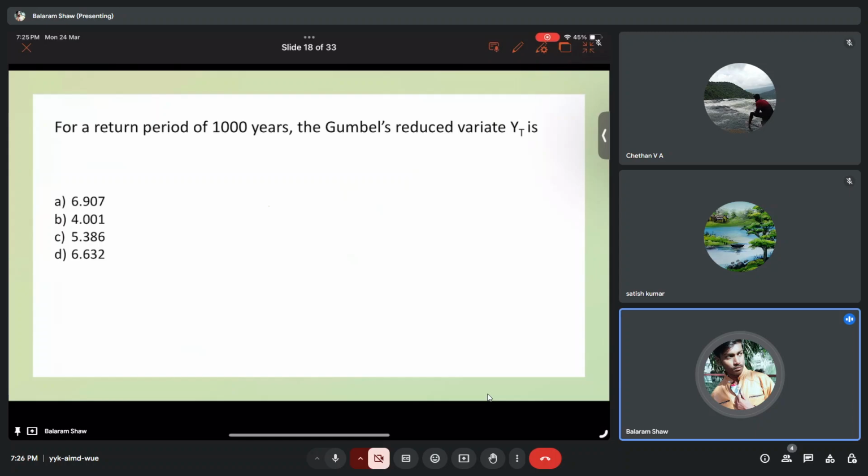Okay. Did you guys get the same answer? I'll calculate it once again just to see if I have done the proper calculation.